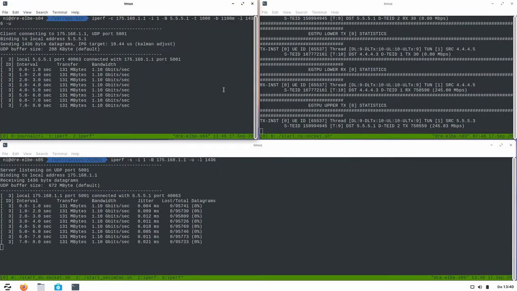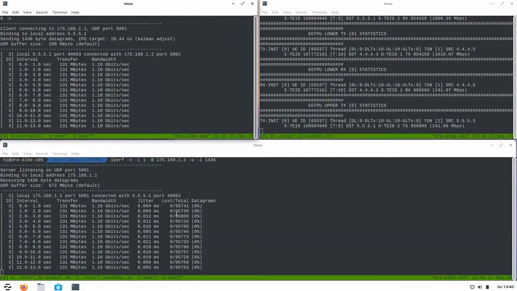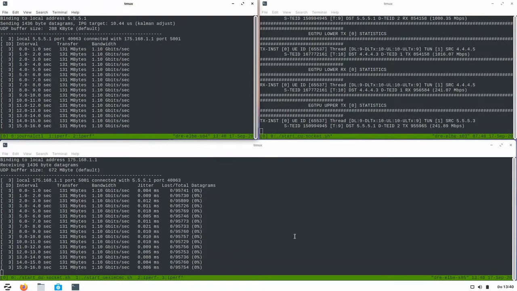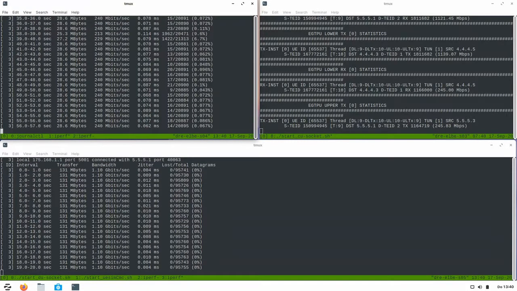So what we can see here is that on the receiver side, we receive 1.1 gigabit per second, and we have no datagram loss. At the same time, when we switch back to the uplink, we still see a relatively small packet loss. This is because with the 240 megabit per second, we're relatively close to the limit of what this connection permits. If we decrease it a little bit, it would be fine again.